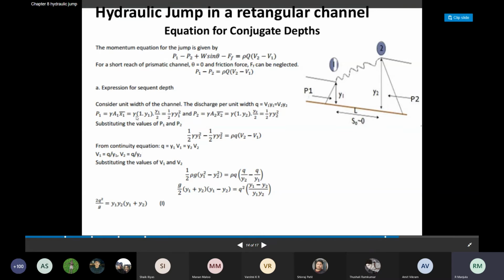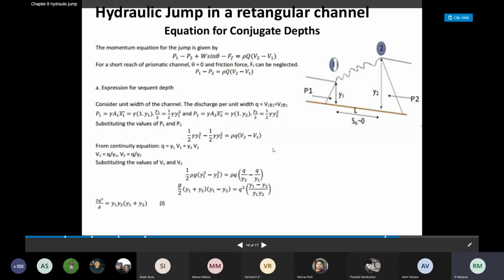Or else A1 is 1 into y1, because I am taking unit width of the channel. So width is 1, y1 is the depth. So 1 into y1 into what is my x1 bar here? This is y1 by 2. So it is going to be half gamma y1 square. And P2 is going to be half gamma y2 square.